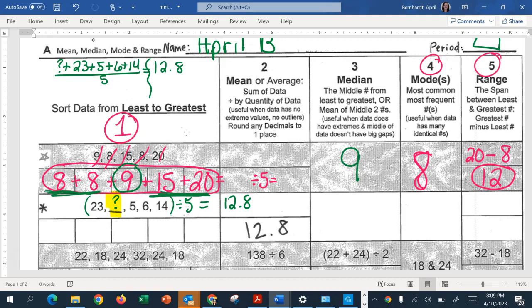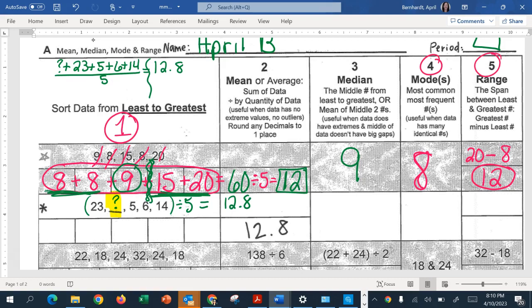And now our last step is to find the mean average. We're going to add the data set up. So 8 plus 8 plus 9 plus 15 plus 20 equals 60. Then we divide by how many data values we have in our set. In this case, we have 5. So 60 divided by 5 comes out real nice. Our average is 12, which makes sense because 12 is in between 9 and 15, kind of in the middle there.